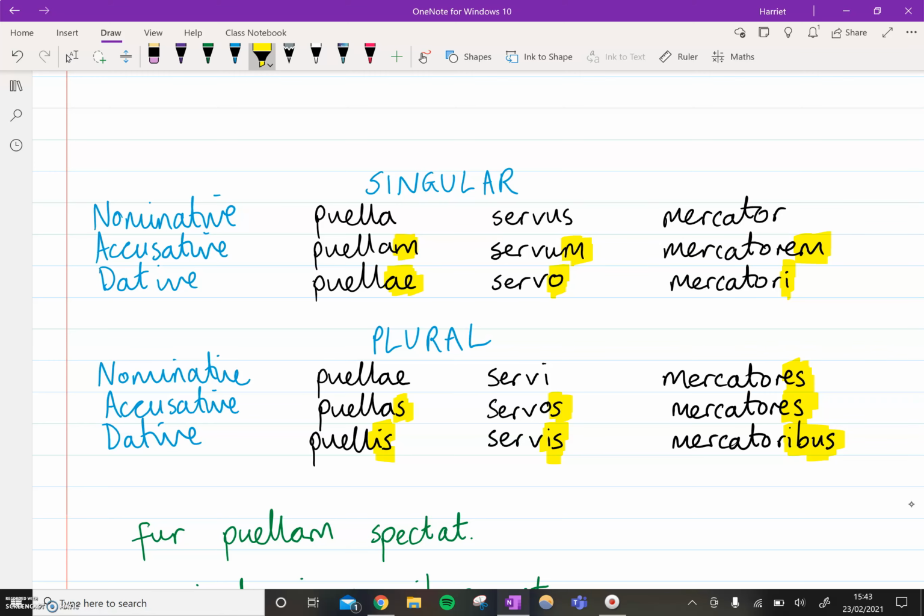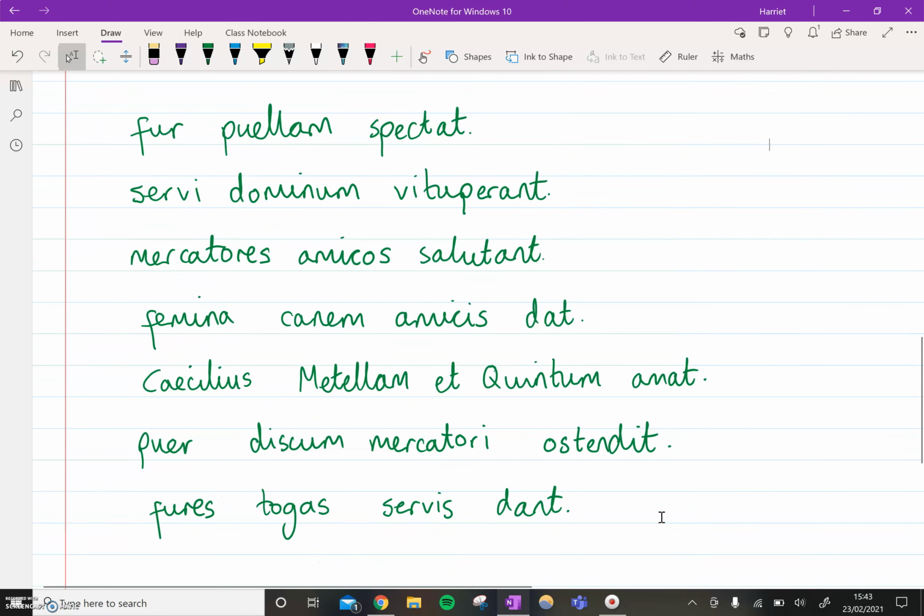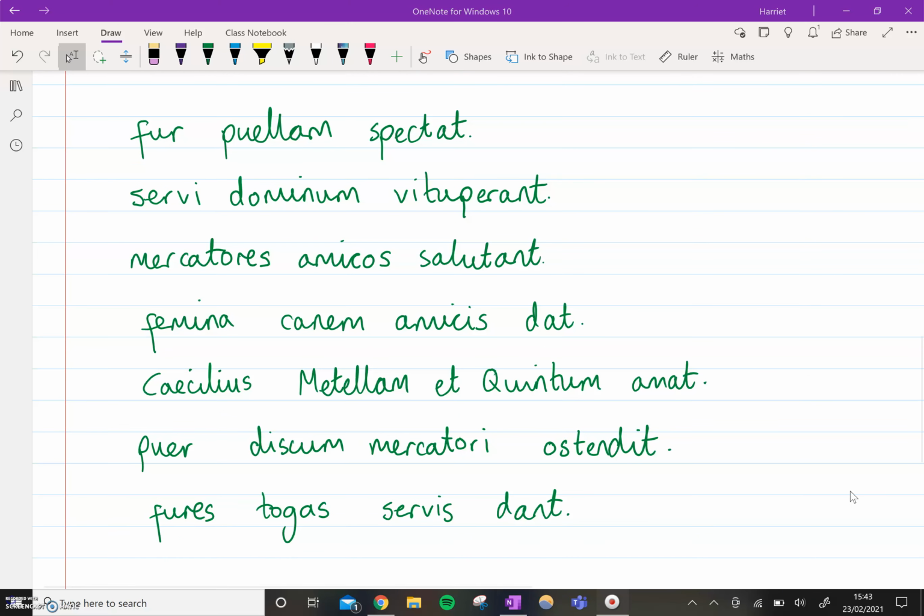Let's put this into a little bit of practice. So if we look at these sentences below, okay.